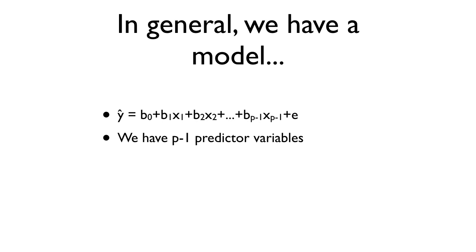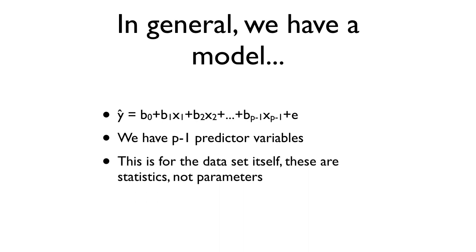So we have p minus 1 predictor variables. This is for the data set itself. These are statistics, not parameters. These are predicting a parameter. So these are Latin letters, not Greek letters. When you start seeing Greek letters and capital letters, that's when you start getting parameters, right?